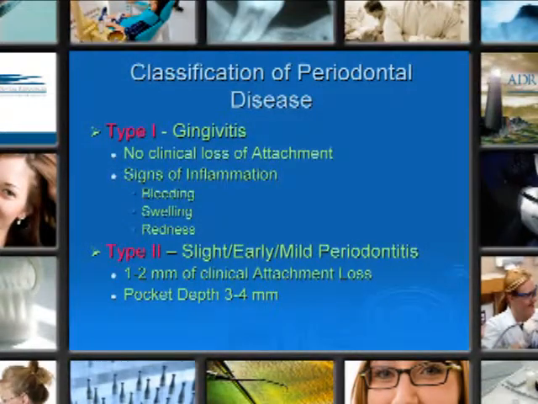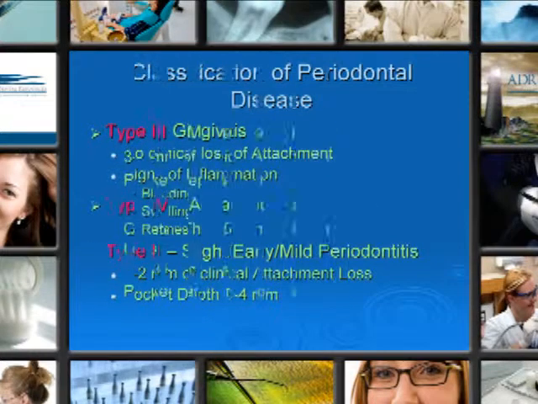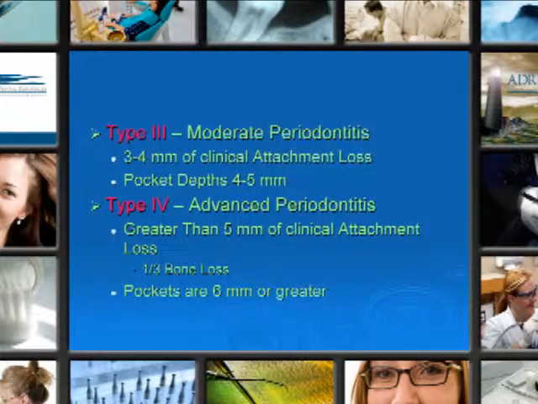Classification of periodontal disease: type 1 gingivitis, no clinical loss of attachment, signs of inflammation, bleeding, swelling, and redness. Type 2 periodontal disease, slight early or mild periodontitis, 1 to 2 millimeters of clinical attachment loss, pocket depths 3 to 4 millimeters. Type 3 moderate periodontitis, 3 to 4 millimeters of clinical attachment loss, pocket depths 4 to 5. Type 4 advanced periodontitis, greater than 5 millimeters of clinical attachment loss, 1/3 bone loss in pockets 6 millimeters or greater.